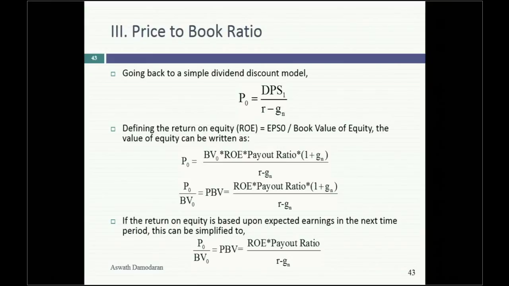So now let's talk about price to book ratios. Price to book is an equity multiple too, so might as well go back to a stable growth dividend discount model and start doing the algebra. So divide both sides by the book value. You end up with a price to book ratio for a stable growth dividend paying firm.